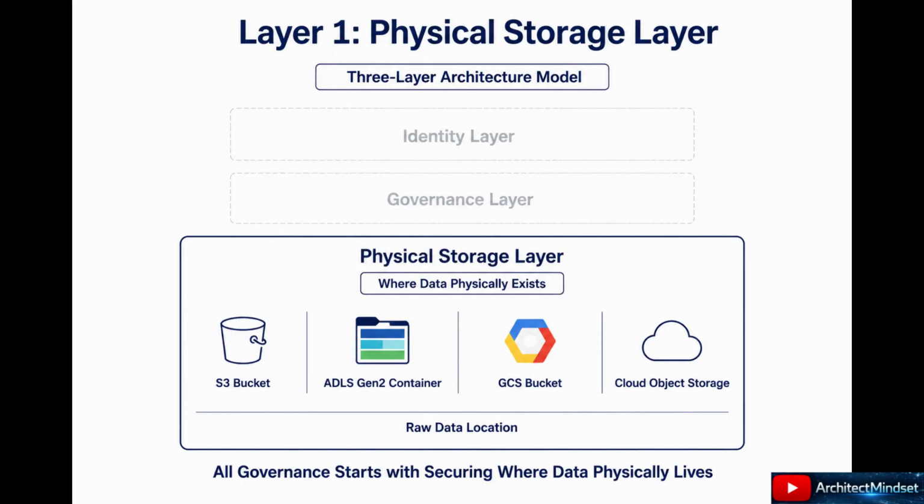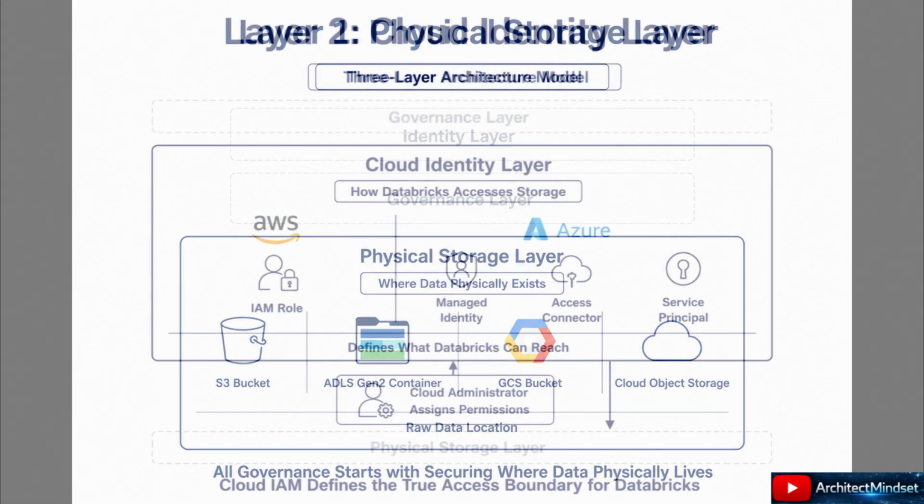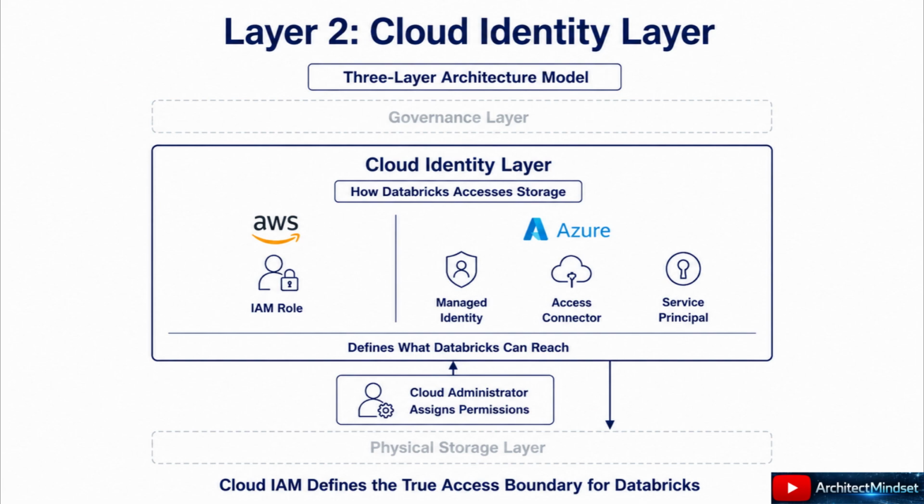To understand external locations properly, you need to separate the architecture into three layers. The first layer is a physical storage layer. This is where your data actually exists: an S3 bucket, a GCS bucket, or any other supported cloud object storage path. The second layer is a cloud identity layer.